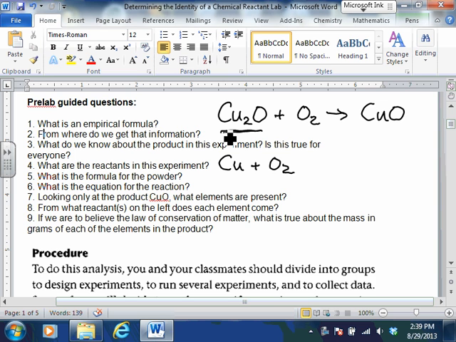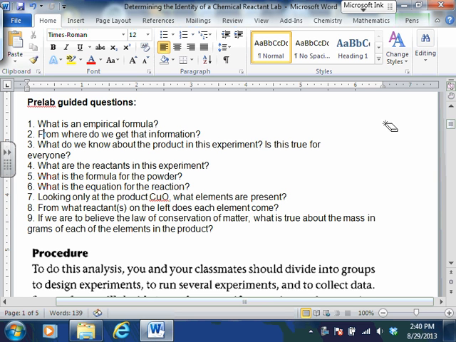So then when it asks what's the formula for the powder, well, we have two possibilities here. Okay, our two possibilities. This is either copper or it's Cu2O, copper 1 oxide. Probably not copper 2 oxide because it still did react with the oxygen in the air, and it wouldn't make sense for it to react if it was just copper 2 oxide.